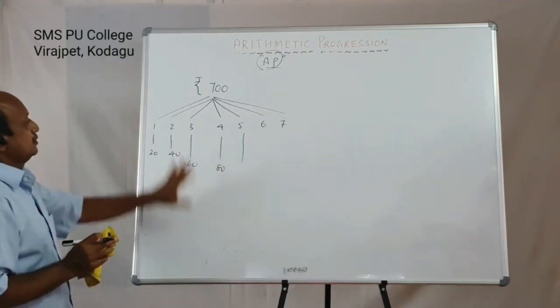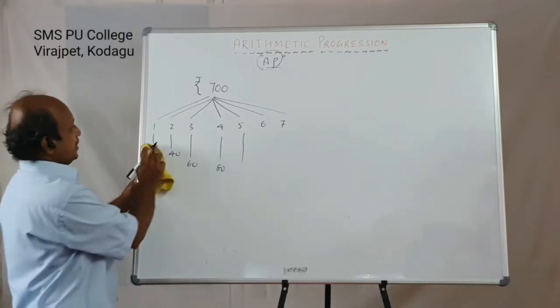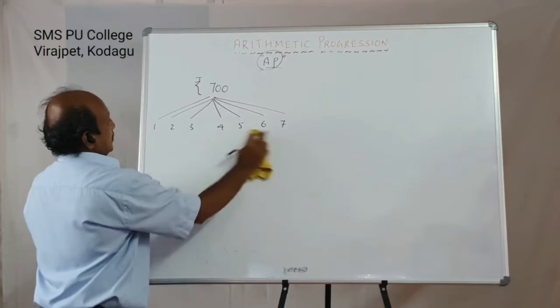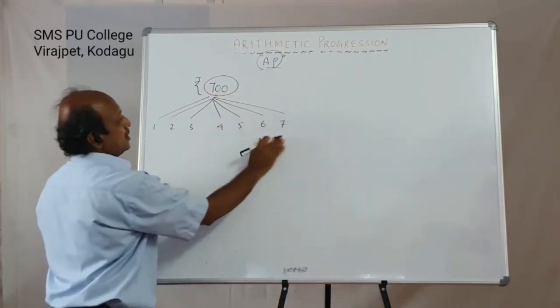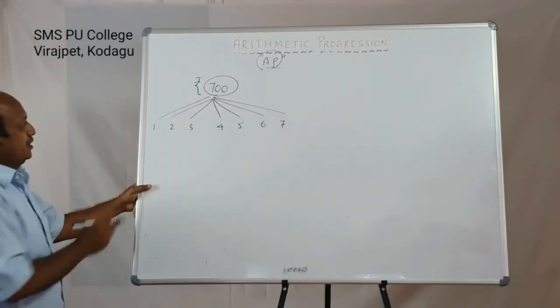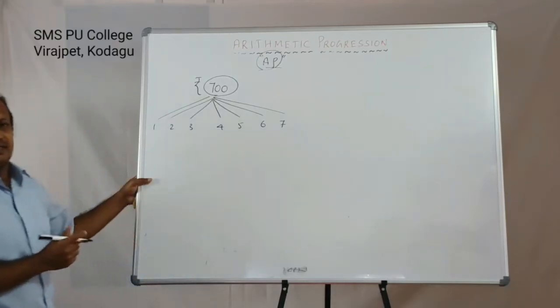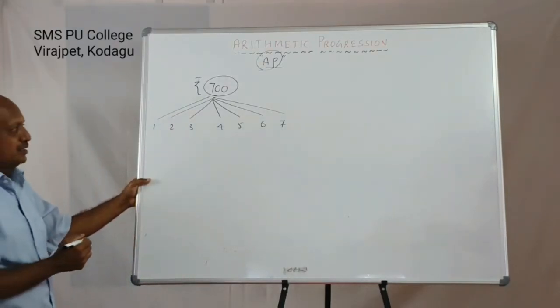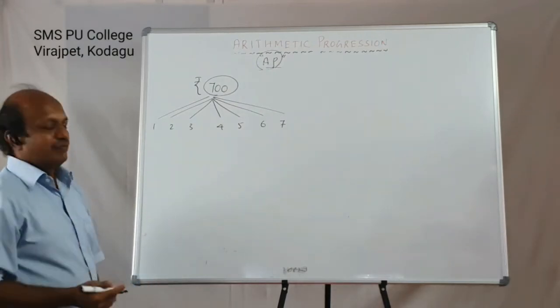Right. What is that? The amount of each prize. Let me repeat the problem. Total amount is how much? Total amount is 700. It should be divided among 7 students or 7 persons, such that the difference between any 2 consecutive prizes is 20. Right. Now this problem can be done in a different way.